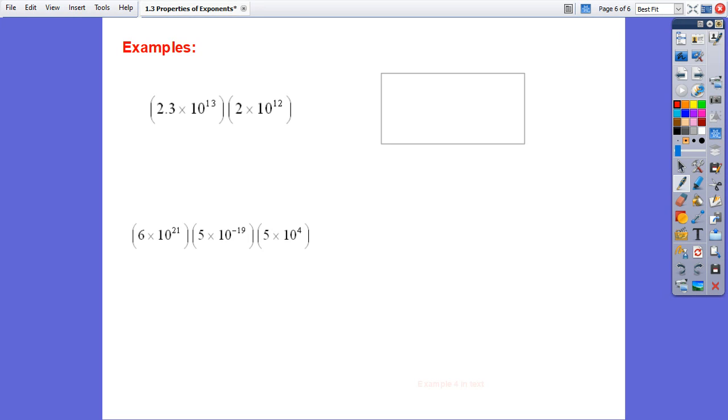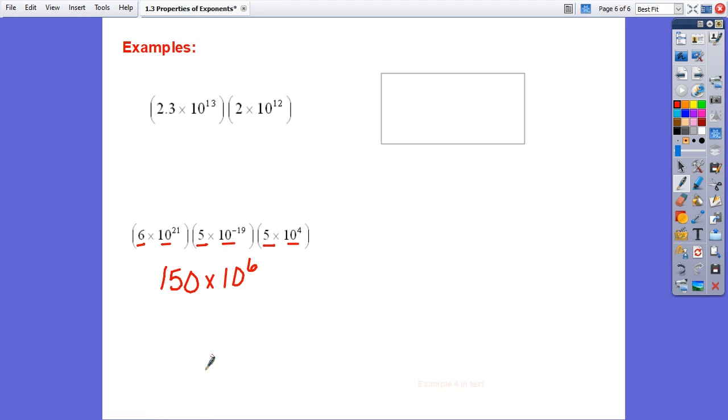And so let me show you, instead of just rearranging it, you can leave it as it is and just multiply the 6, the 5, and the 5. 5 times 5 is 25. You have 6 quarters. That's how I look at it a little bit. It's $1.50. So what we have is 150 if we do it that way. And then when I multiply the tens, the bases together, we simply add the exponents. So 21 plus negative 19 is 2, plus 4 is 6.